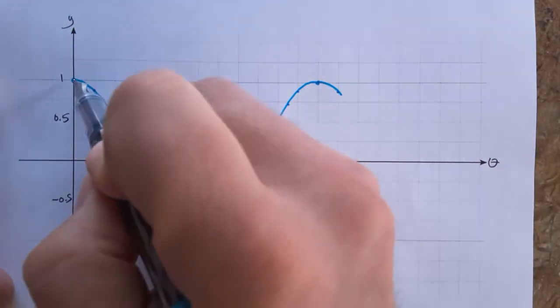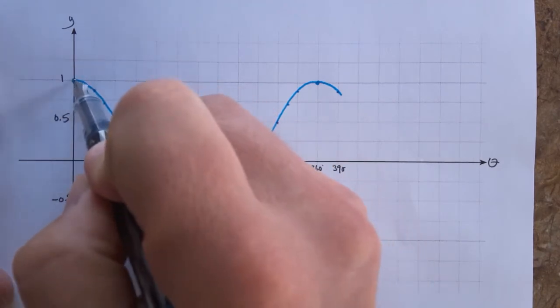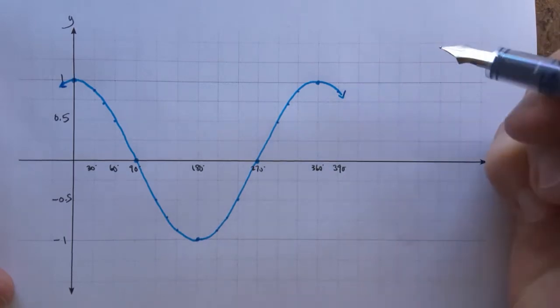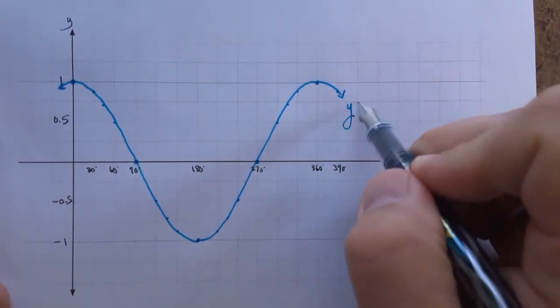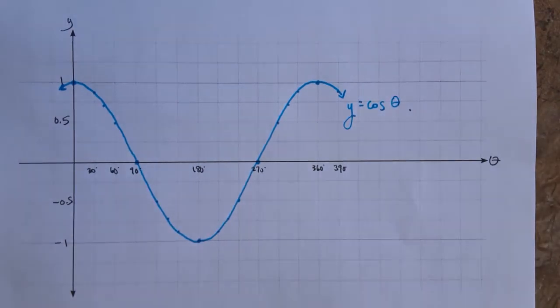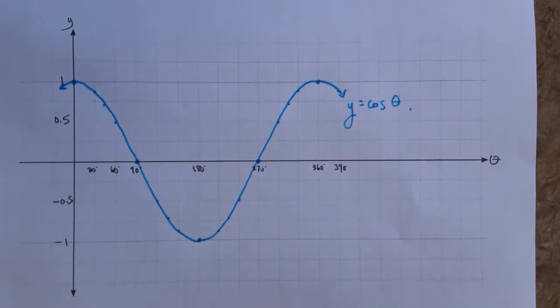Not quite as good. Now from here going to the left, this is going to return downwards. This descends again, just like it does on this side over here. Okay, and now we have y equals cosine of theta, and we can start talking about the characteristics of these curves, the properties of them, and the fact that they're periodic.